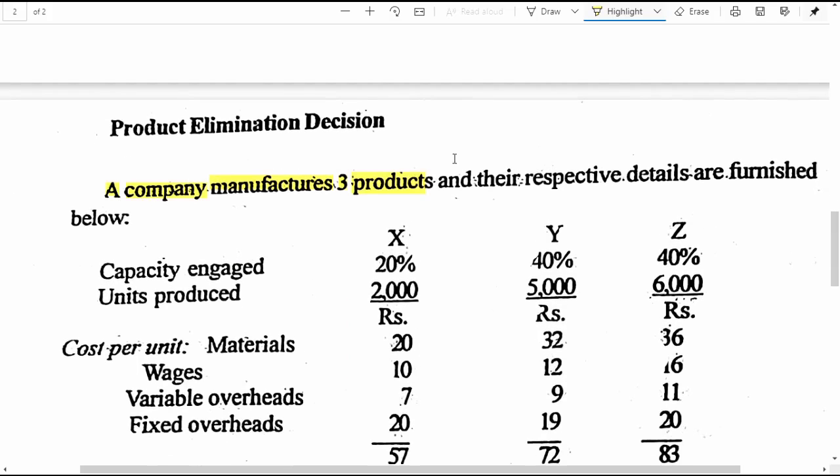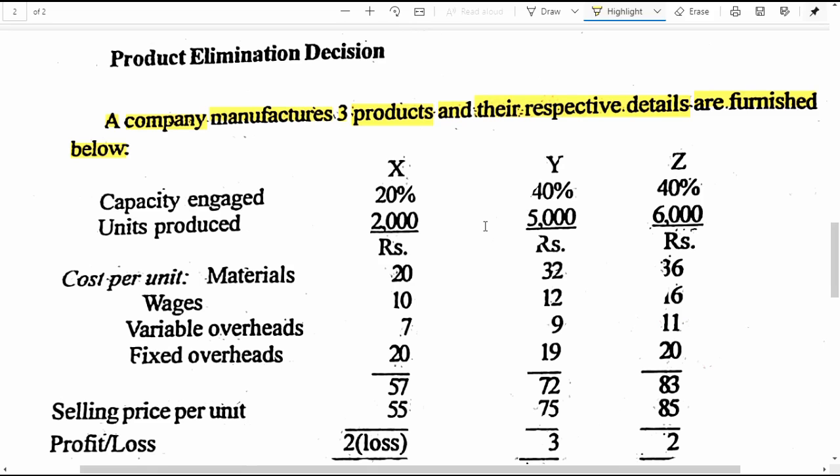A company manufactures 3 products and their respective details are furnished below. The products are named X, Y, Z. Capacity engaged. For X, it is 20% of production capacity utilized. For Y, it is 40%. For Z, it is 40%. This is how the production capacity is utilized for manufacturing the given 3 products. Units produced of X 2000, Y 5000, Z 6000 units.